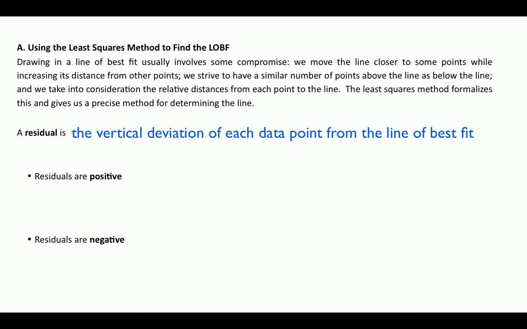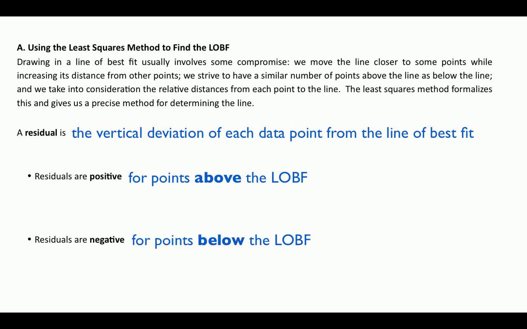All right. So residuals. A residual is the vertical deviation from each data point to the line of best fit. We know what deviations are. It's how far away something is from a standard value. So this is the vertical deviation that each data point is from the line of best fit. Residuals are positive for any points that are above the line of best fit, just like your deviations are positive for any points above your mean. Residuals are negative for any points that lie below the line of best fit.